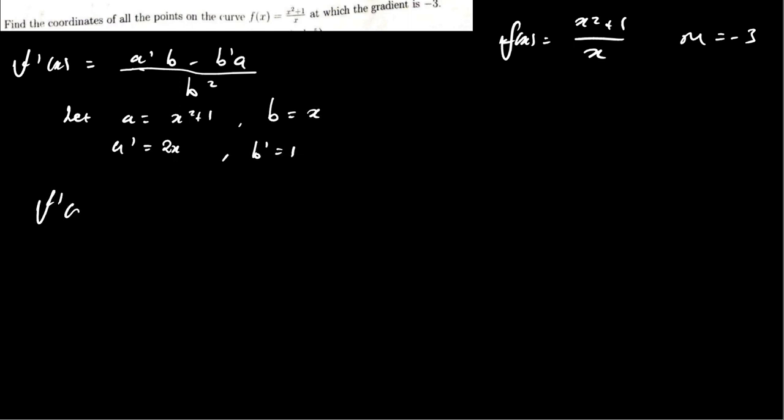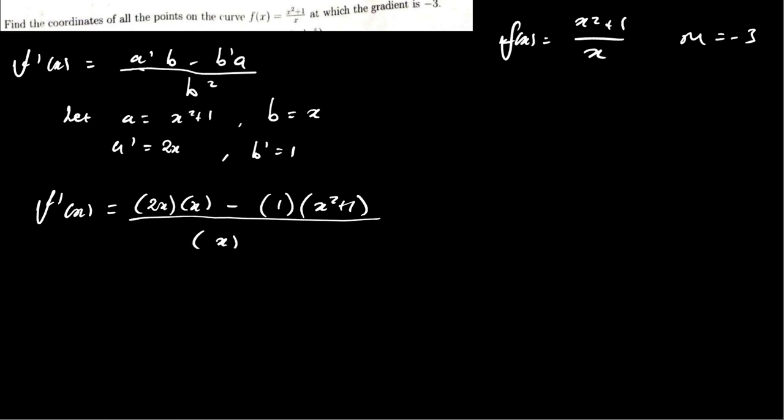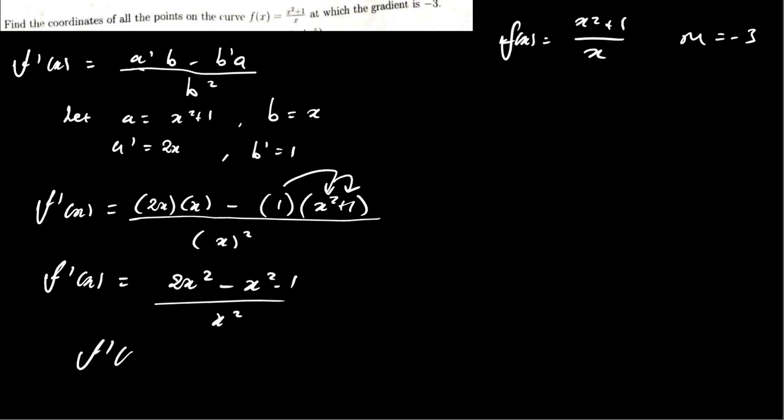So you have f prime of x equal to a prime, which is 2x, times b, which is x, minus b prime, which is 1, times a, which is x squared plus 1, over b squared, which is x squared. If you clean it up, you have f prime of x equal to 2x squared minus x squared minus 1 over x squared. That would be x squared minus 1 over x squared.